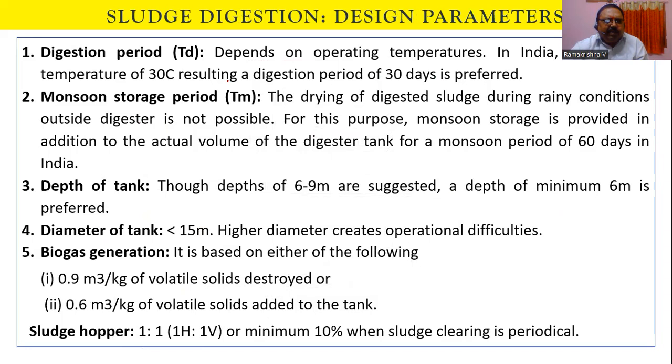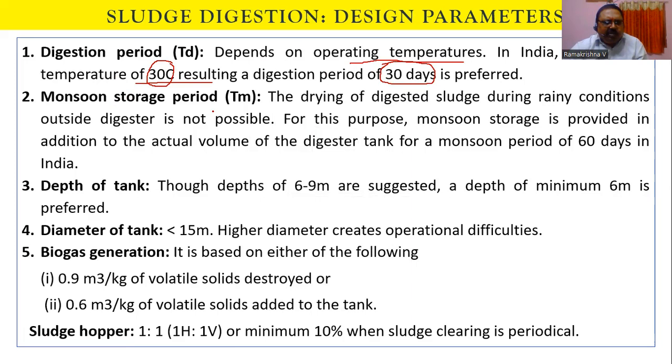digester. It is nothing but the time for which the sludge is kept in the sludge digester for digestion. It varies with the operating parameters. Usually, when we maintain the mesophilic range of 20 to 40 centigrade and an average temperature of 30 centigrade, 30 days of detention is provided for digestion of the sludge.